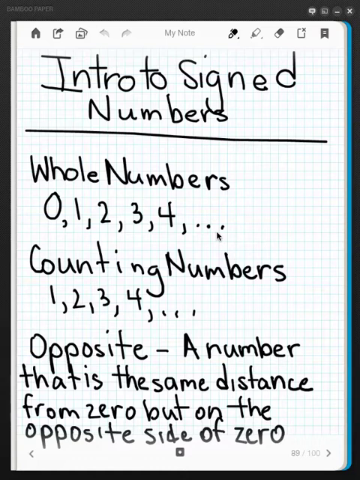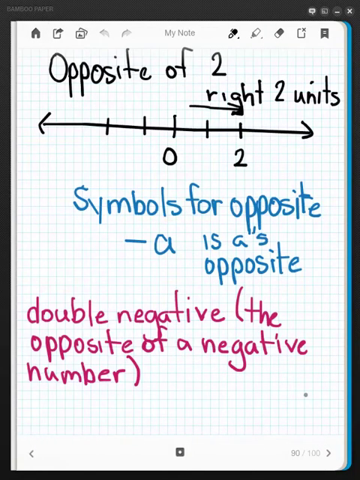We don't count 0 things, we start counting with 1. And so that's called the counting numbers. The counting numbers can also be referred to as natural numbers. An opposite is a number that is the same distance from 0, but on the opposite side of 0. Let's show that on a number line.